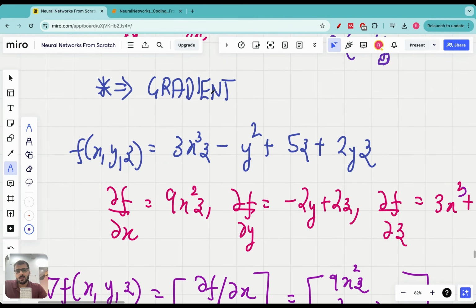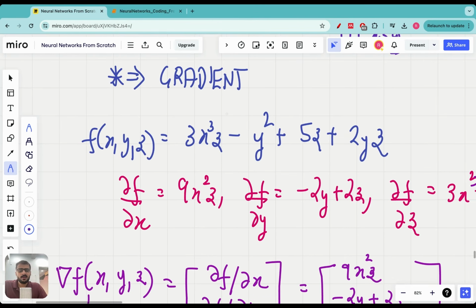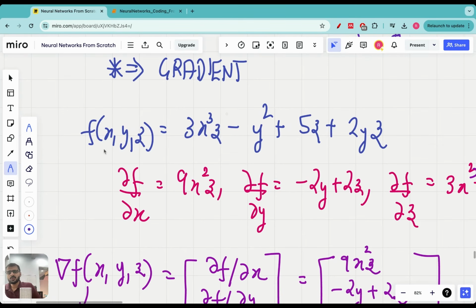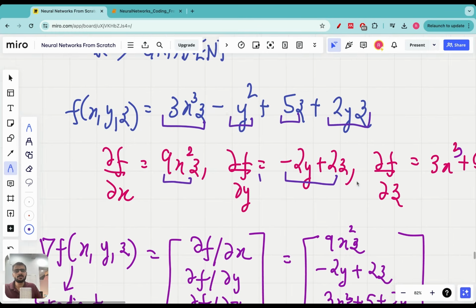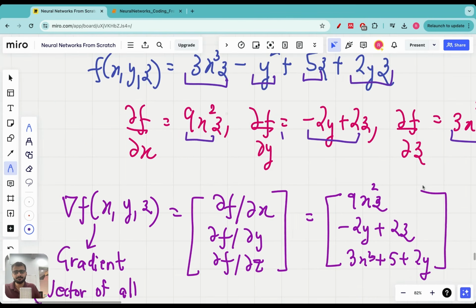Okay, and now we will cover the gradient. After learning partial derivatives, understanding the gradient becomes very easy. So if you have a function of three variables x, y, and z as 3x cube z minus y square plus 5z plus 2yz, if you take the partial derivative with respect to x, you will get 9x square z. If you take the partial derivative of y, you will get minus 2y plus 2z. And if you take partial derivative with respect to z, you will get 3x cube plus 5 plus 2y.